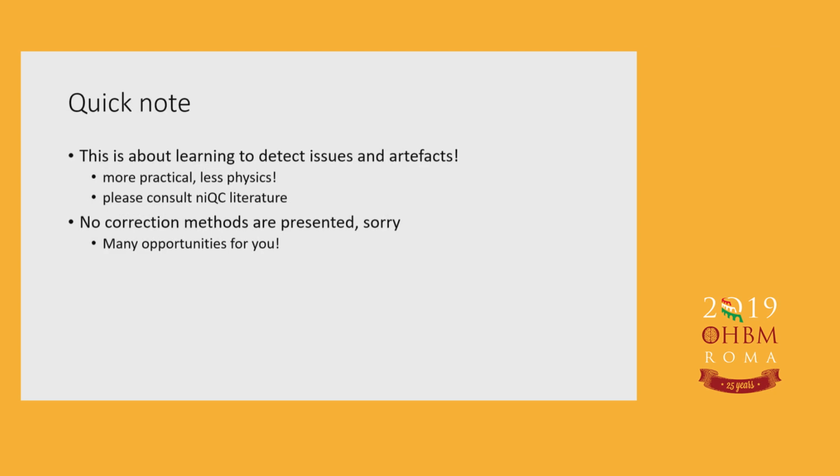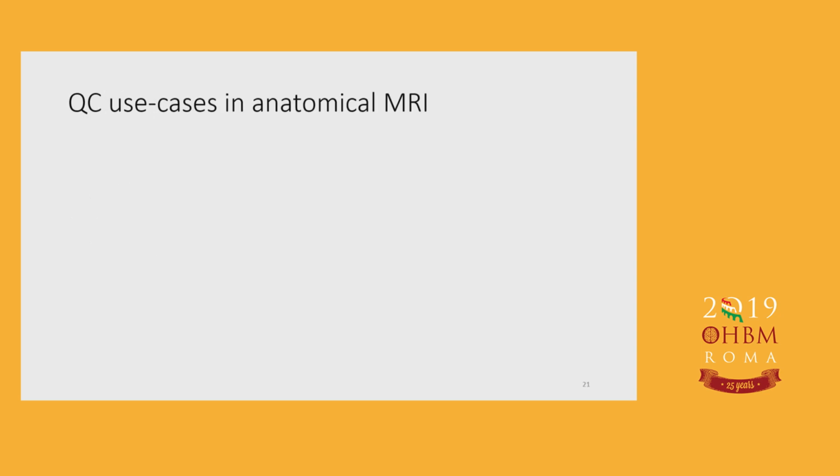Like I mentioned before, this is about learning to detect them, giving you more practical intuition, not so much the physics behind it. There is a collection of papers we maintain in the Zotero collection by the Neuroimaging Quality Control Special Interest Group. You can always go into those papers to get more physical understanding of these issues. So those are the common artifacts.